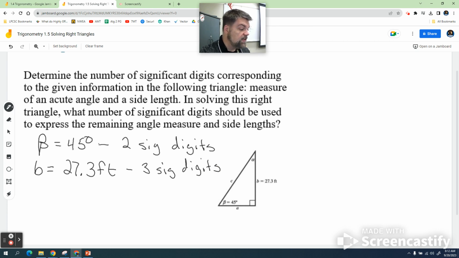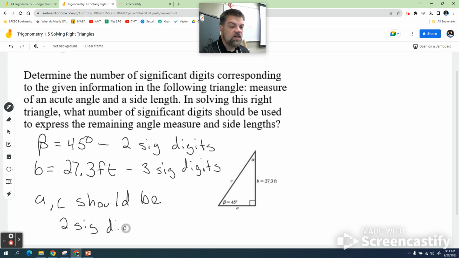So what do I do? Well, it says in solving a triangle, the remaining side lengths A and C should be expressed in 2 sig figs, or 2 significant digits. So A and C should be two significant digits, because that's the level of precision that I'm measuring it. That's the level that I'm measuring it.